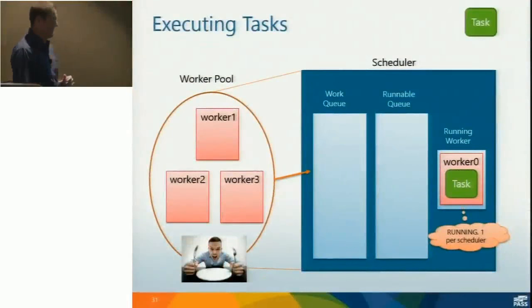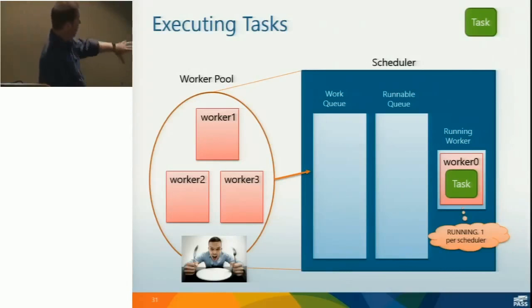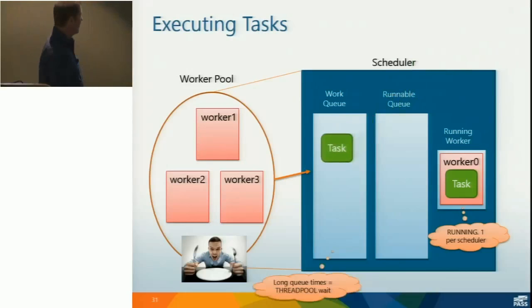So here's Bob's rude and crude diagram. So here's my worker pool for a scheduler. And in my scheduler, I have a work queue, something called a runnable queue, and my running worker. And remember, I'm going to allow only one running worker per scheduler. So right now, worker 0 is running on this scheduler. So a task comes in to do some work. I take a worker and bind it to it from this work queue.